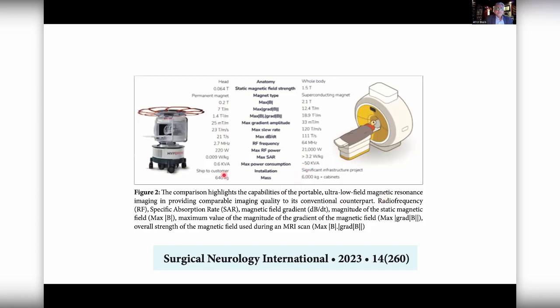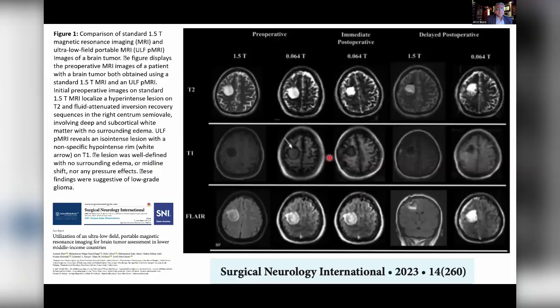But still, the power of this thing is that it's ultra low field, and it takes so little energy, 0.6 kVA. The weight of this thing is 640 kilograms, and you can roll it. So there are a lot of things that are world apart. But if you look at the MRI images, they actually do not look that different.